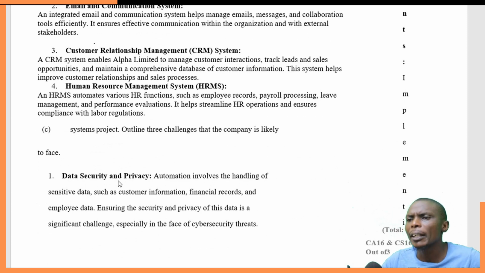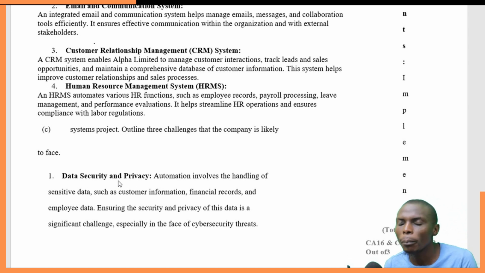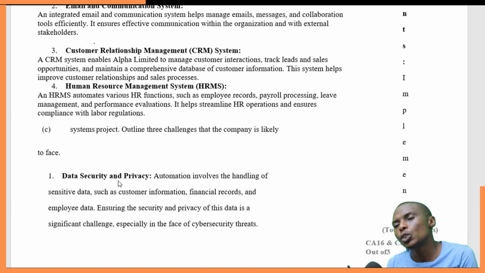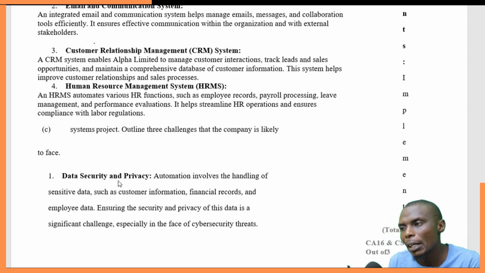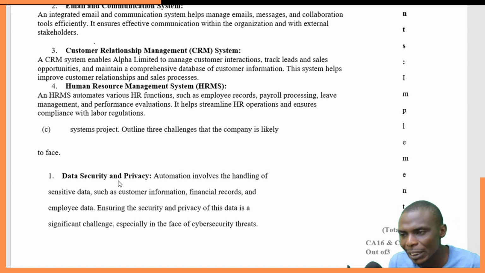And then question C was saying, in implementation of this automation, outline 3 challenges that the company is likely to face. So when you are moving from the analog or manual system of managing records and processes to managing these data and processes digitally, what are the challenges likely to be faced? The first one will be data security and privacy.